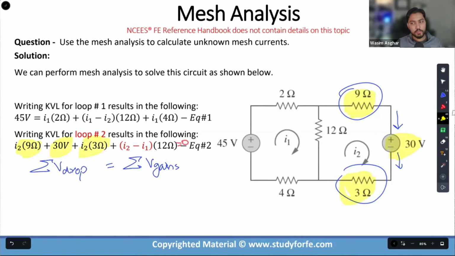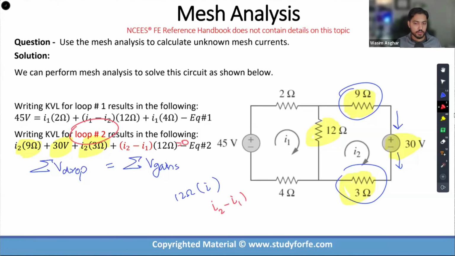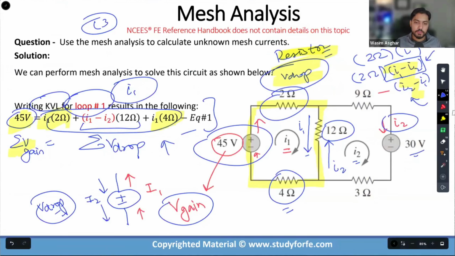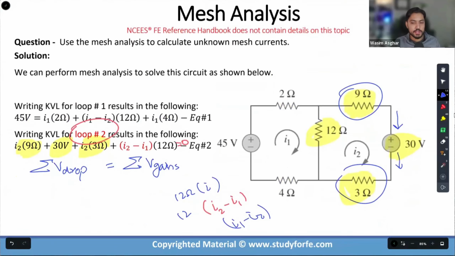And then I have to now tackle the 12 ohms in the middle branch, multiplied by the current that is flowing through it. Since I'm writing the equation for loop 2, I am going to set this up as I2 minus I1. I2 minus I1, not I1 minus I2. I1 minus I2, I did this in my previous equation when I was writing the equation for loop 1. Now I'm writing this as I2 minus I1, right?